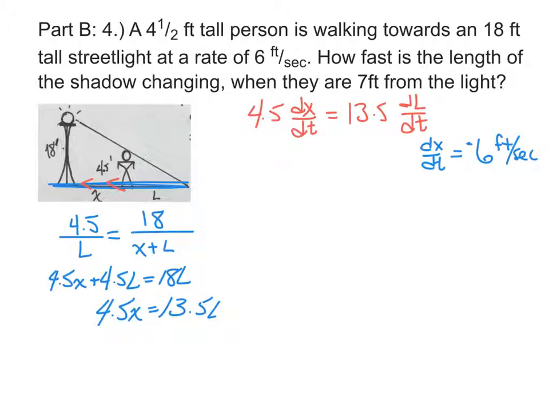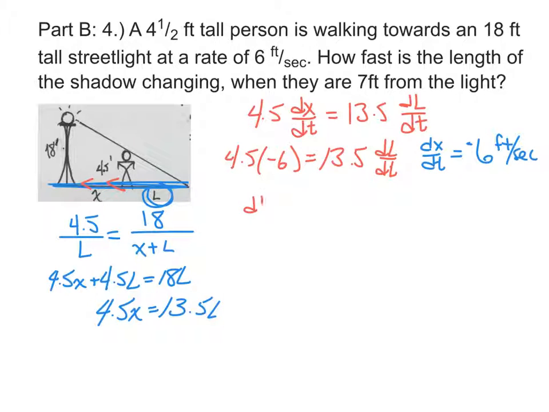We have to find out how fast the length of the shadow is changing, so dl/dt is what we need to find when they're 7 feet from the light. So when x is 7, but we look at the function that we got, and it's obvious that we don't even really need that 7 at all, because we could plug in some values. We'll have 4.5 dx/dt, we said, is -6, is equal to 13.5 dl/dt.